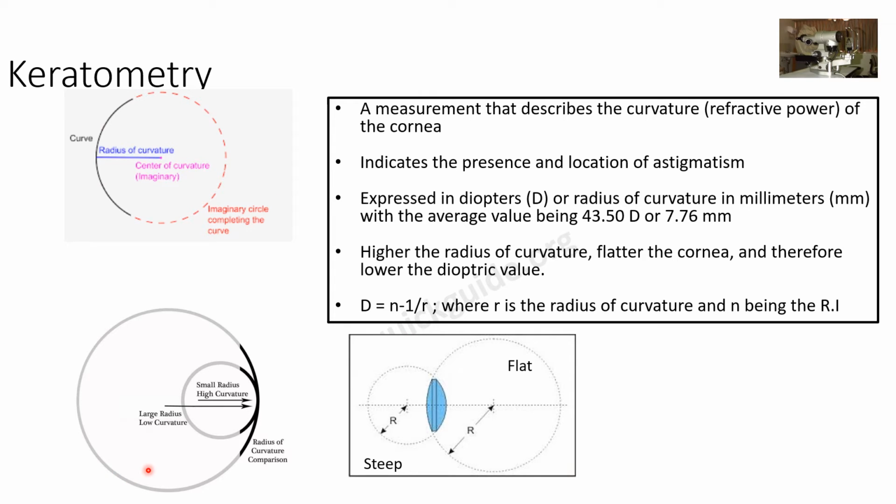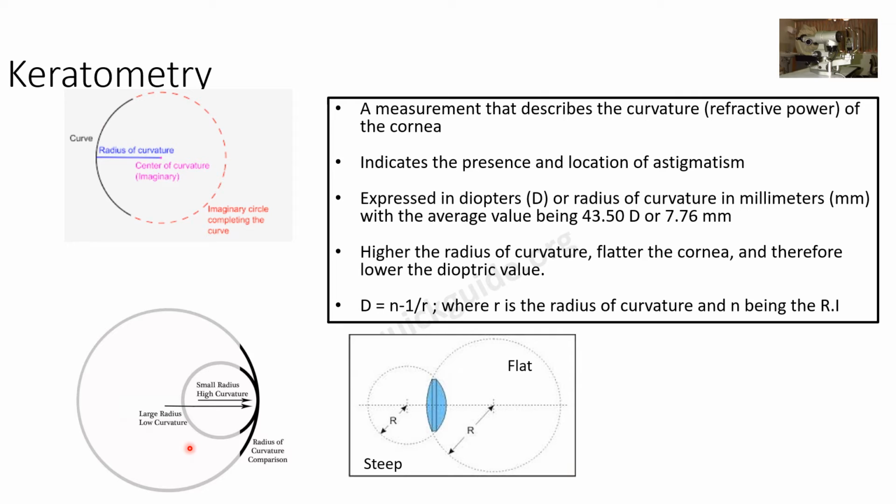Another important point to remember is that flatter corneas have larger radius of curvature. On the other hand, steeper corneas have smaller radius of curvature. So the larger the radius of curvature, the flatter the cornea.